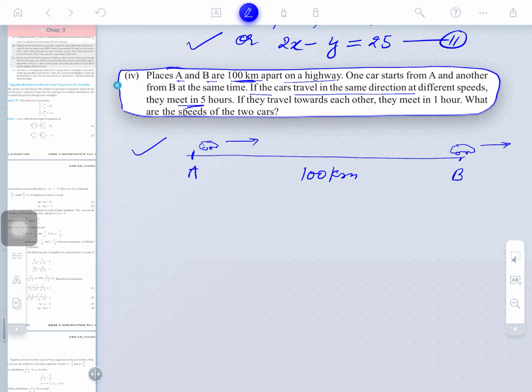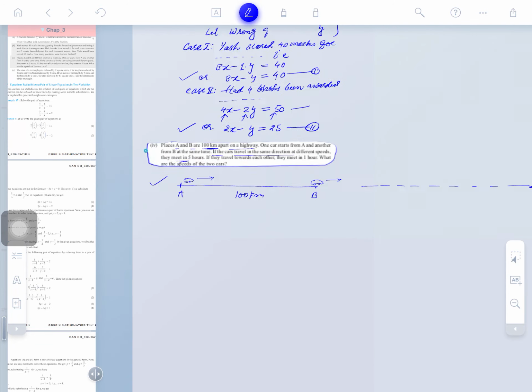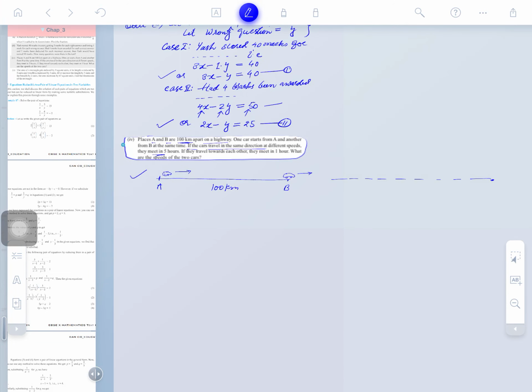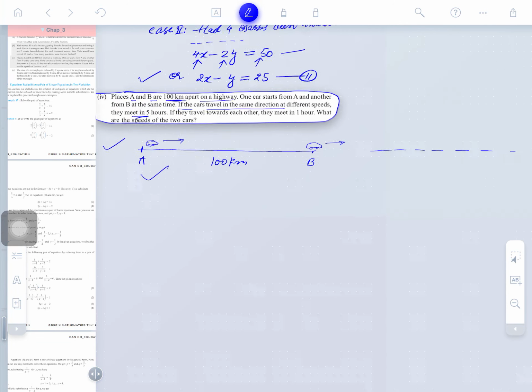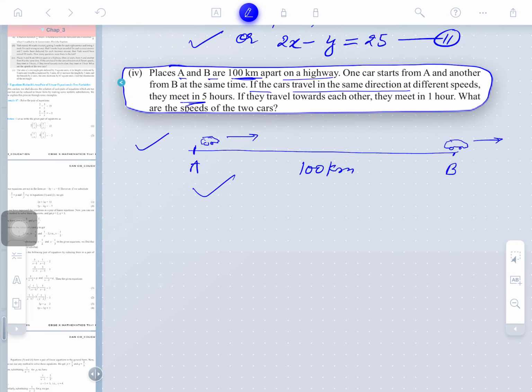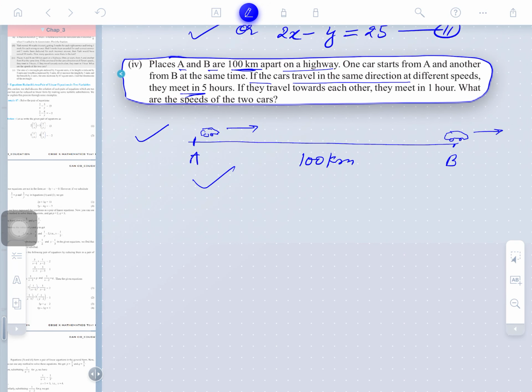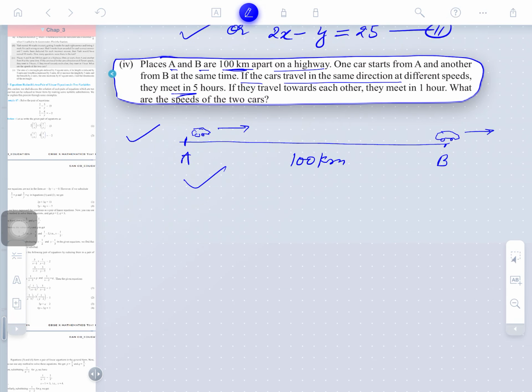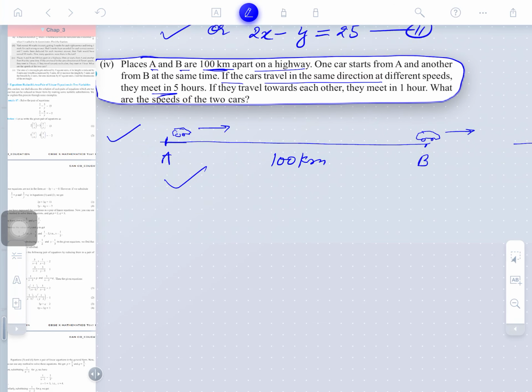If the cars meet in 5 hours, suppose they meet here. So obviously what does this conclude? Which car is moving faster? Obviously the back car is moving faster here. Clear guys? The back car would move faster than this. So they will meet in 5 hours, and this car will go in this direction.